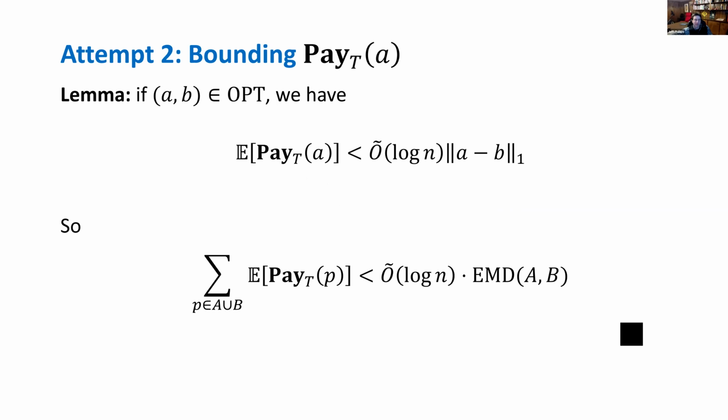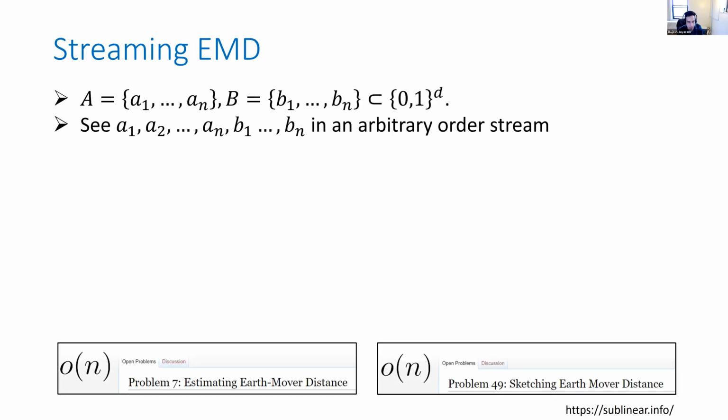Yeah, thanks. Of course. So I just want to say one very brief slide about streaming, because I did hint at this earlier. The streaming problem is very similar to the offline problem. We're trying to compute the same thing, but we're going to see the points in the sets A and B one at a time, these points in the hypercube, in some arbitrary order. And our goal is to compute the approximation in as small space as possible.